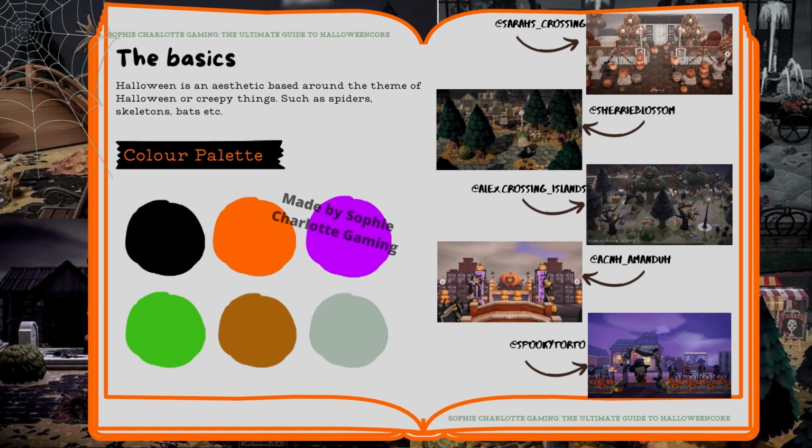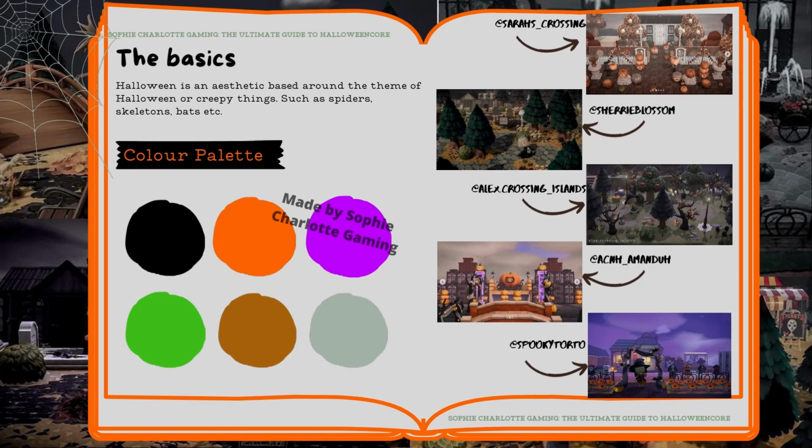And on the right here are the Instagram accounts that I will be listing in this video. So in the top right we have Sarah's Crossing, followed by Sherry Blossom, followed by Alex Crossing Islands, followed by ACNH Amanda and Spooky Torto. And I love all of these. They have such a variety of different kind of Halloween feel to them, which is why I included all of them in this video. So yeah, go show them some love on those accounts.